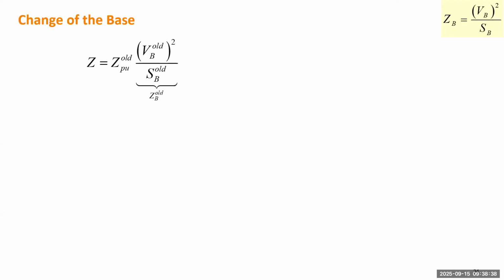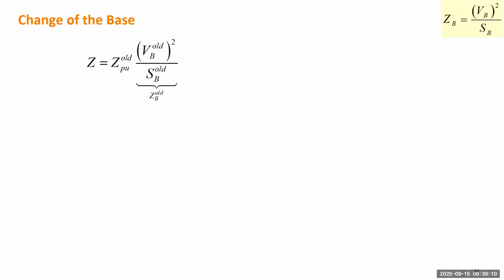Next we want to talk about the change of the base. As I said, the base can be the rated value for the equipment. For example, I have an equipment whose rated power is 1 megawatt. So maybe I need to use 1 megawatt as the power base, and the equipment operates at maybe 15 kV. Then 15 kV will be the voltage base for the line-to-line voltage.